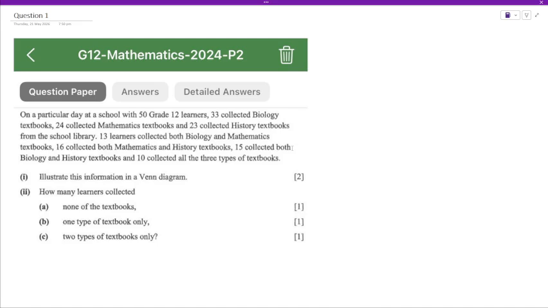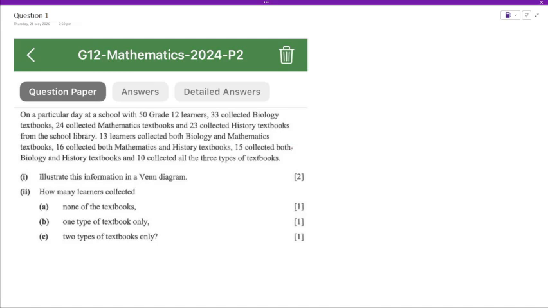First question says, illustrate this information in a Venn diagram. That's 2 marks. Roman numeral 2 says, how many learners collected: A, none of the textbooks; B, one type of textbook only; C, 2 types of textbooks only. Here you need to pay attention to the information they're giving you in the question. Pay particular attention to it.